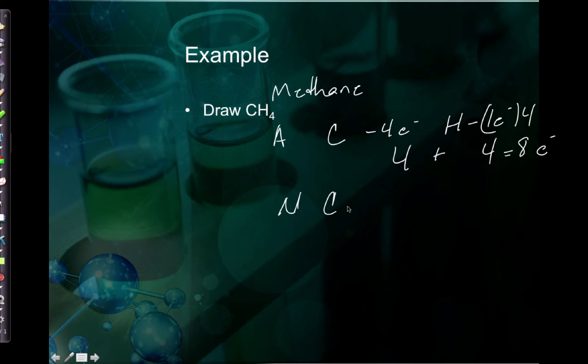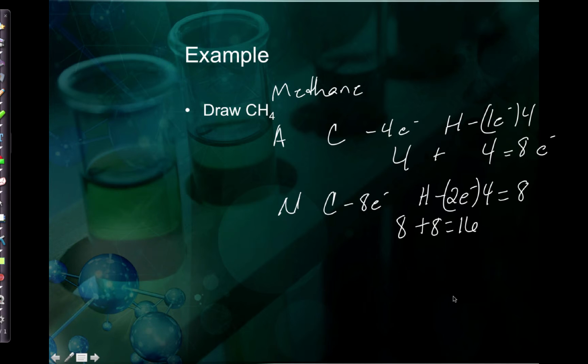So carbon wants to have 8 electrons. Most atoms want to have 8, except for those exceptions that I went over, like hydrogen. Hydrogen is an exception. It only wants to have 2 electrons, and there are 4 of those, so that's 8. So my total needed electrons would be 8 plus 8 here, which is 16.